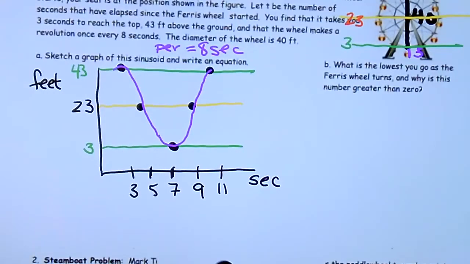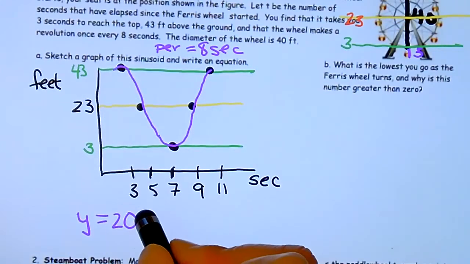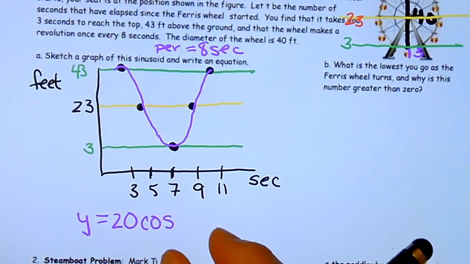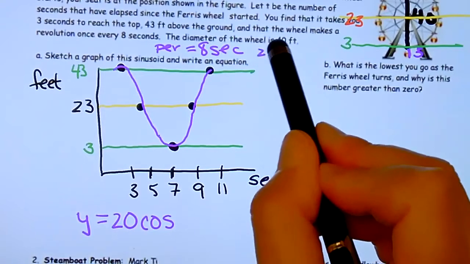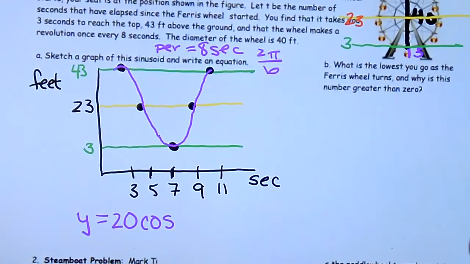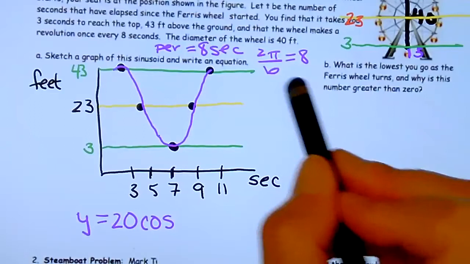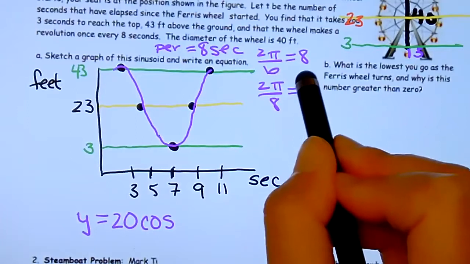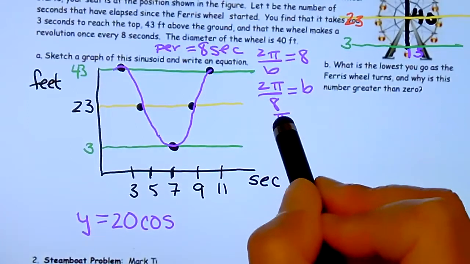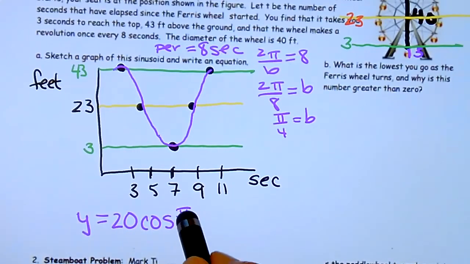Okay, so my equation is going to be y equals 20, and it is a positive 20 because it's starting at the high, cosine. Now for my b, or my frequency, I'm going to use my period to help with that. So I know 2 pi over b is the formula for period, and that is equal to 8. So when I cross multiply and solve here, I'm going to get 2 pi over 8 equals b, which is pi over 4 equals b. So I'm going to have pi over 4.